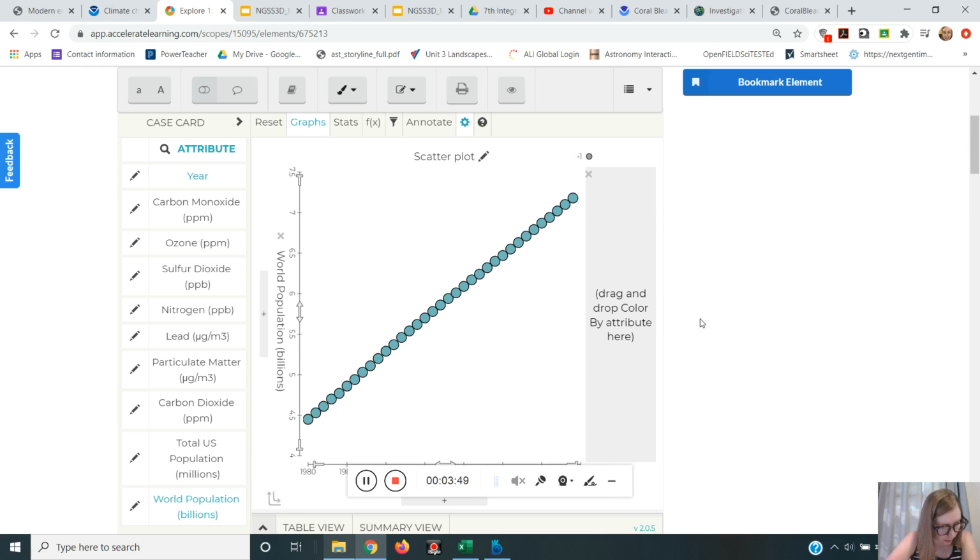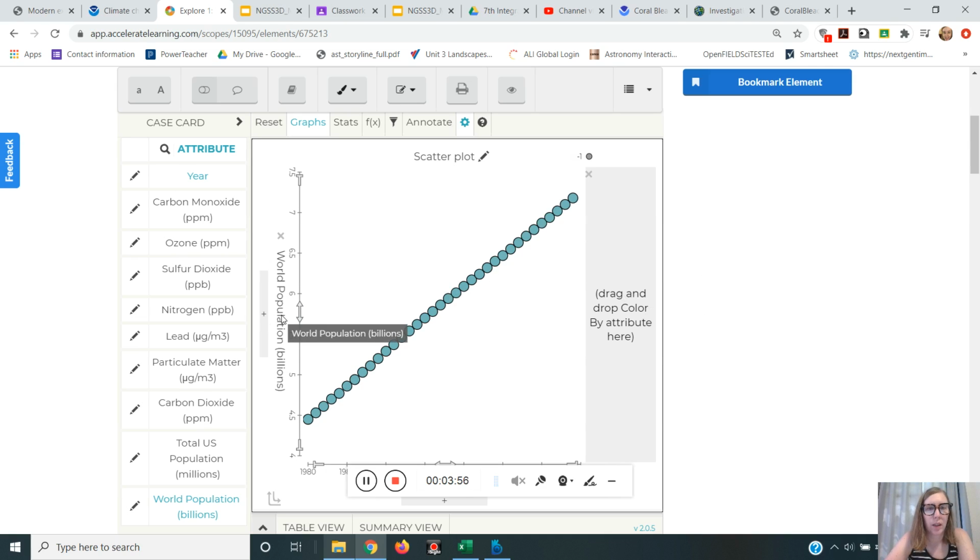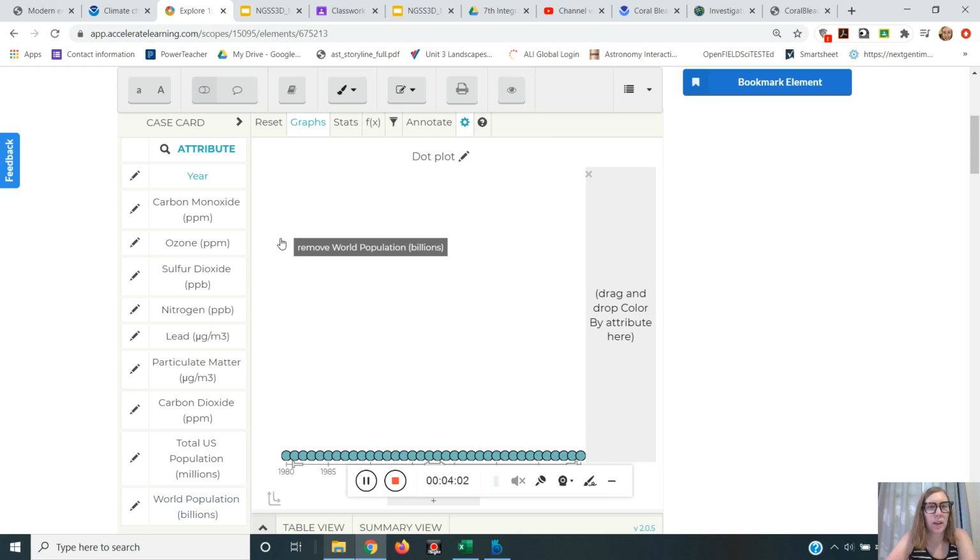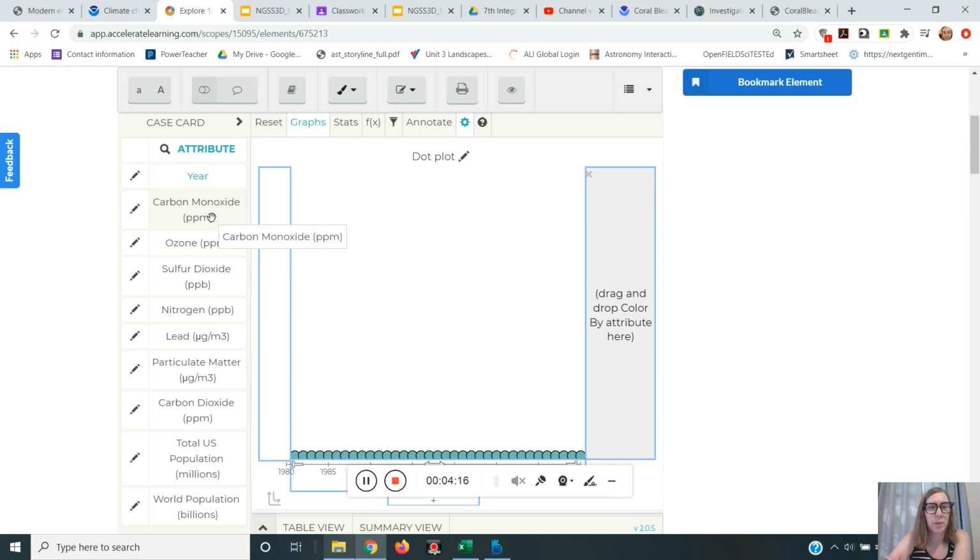Okay, so next we're going to pull off the world population attribute. Okay, let's see. So I'm going to remove that by clicking the X, and then we're going to add each of these air pollutants. Okay, so let's start with carbon monoxide. Okay, so make a prediction before I do this. What do you think carbon monoxide has done over time? Okay, make your prediction now. Okay, ready?